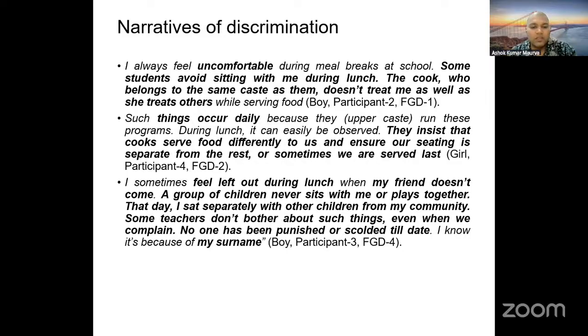In another FGD, you can see that participant 4 said that they insist that cooks serve food differently to us and ensure our sitting is separated from the rest. So again, the role of administrators and caregivers becomes very important. One child said he felt left out during lunch when his friends did not come that day. He felt left out. He had to sit separately. These things are coming up in newspapers and in research, and my findings also suggest the same thing. We should not have to discuss these things right now.